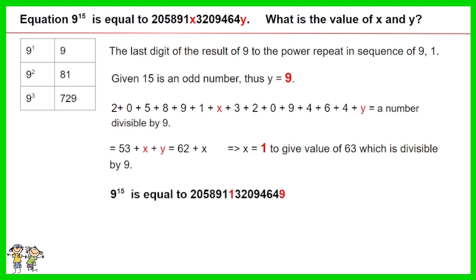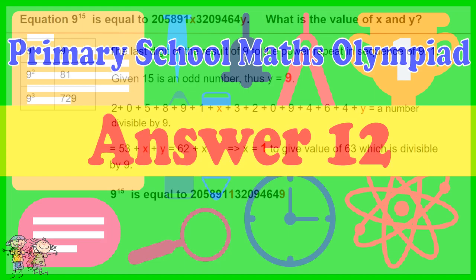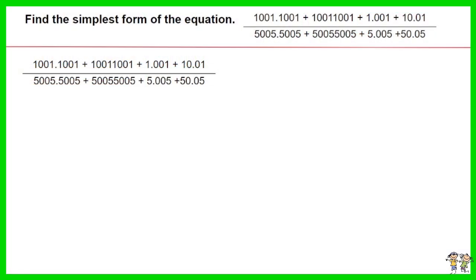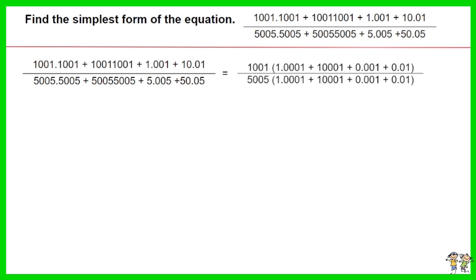Thus 9 to the power of 15 is equal to 205891132094649. Answer for question 12. Notice the numerator is a multiple of 1001 and the denominator is a multiple of 5005. Simplify both the numerator and denominator respectively.